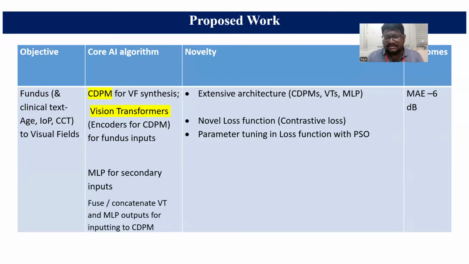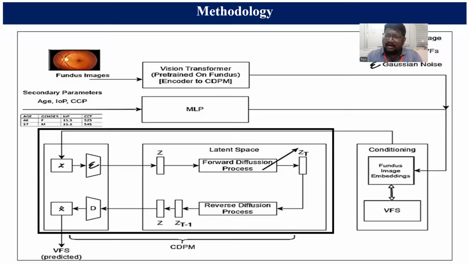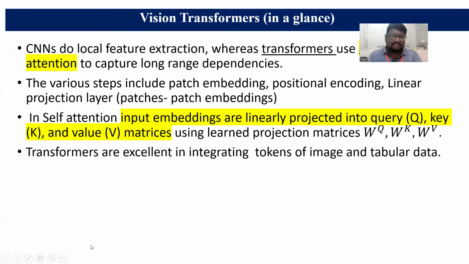So we have used CDPMs in our work, and this is the overall block diagram of our work. The fundus image is one imaging modality, and the secondary parameters, of course age, gender, all those things, are taken, and visual fields are also taken. Here, conditional embedding is done. For this particular fundus, this is the visual field. Likewise, conditional embedding is done, and that is given to the generative AI block. This black box is the generative AI block, which is nothing but a conditional diffusion probabilistic model, a state-of-the-art generative AI block, and we are feeding the input to this. And finally, we will have the predicted visual fields. This is the overall concept of our paper.